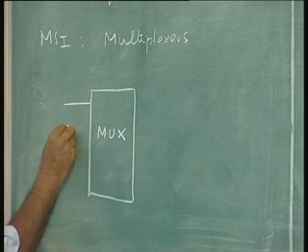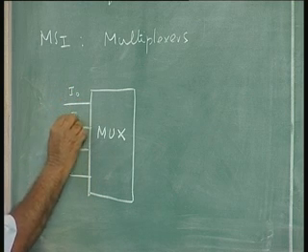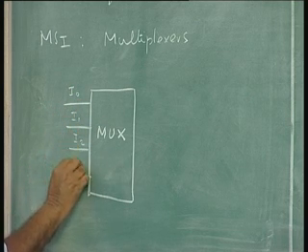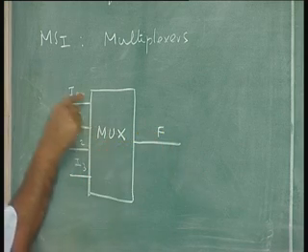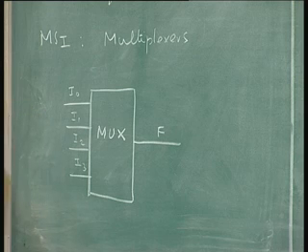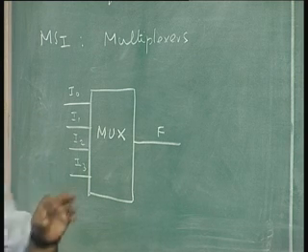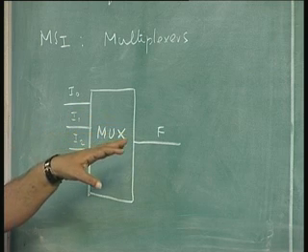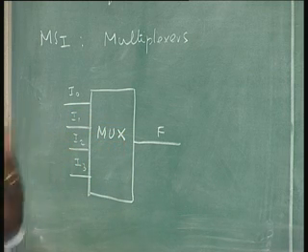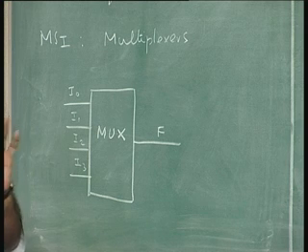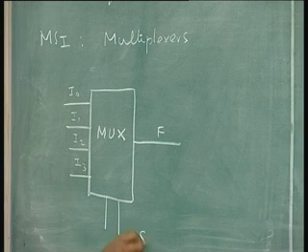Now I have several inputs, let us say I0, I1, I2, I3, and at any given time I want one of these as the output. I want F to be either I0 or I1 or I2 or I3 based on my requirement. So I need to connect one of these inputs to the output as required. That means I need some control. When do I connect I3? When do I connect I2? So that means I need signals which are called control signals or selectors.